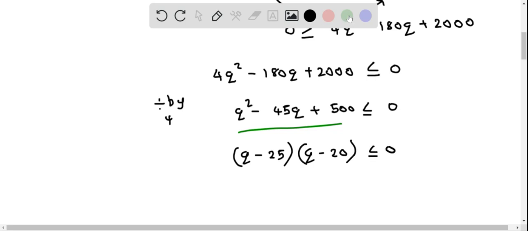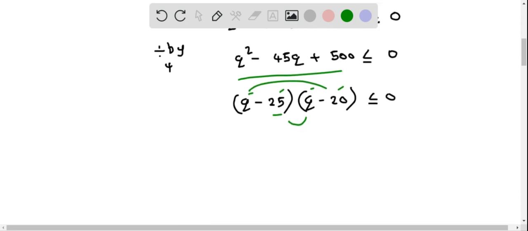We can verify this because Q times Q is Q squared, and then negative 25 times negative 20 is positive 500, and we have negative 25Q and negative 20Q, which is negative 45Q. So it satisfies this equation. So these product factors are correct. We now solve this inequality, that is (Q minus 25) times (Q minus 20) less than or equal to 0.